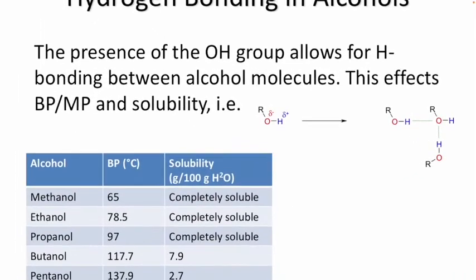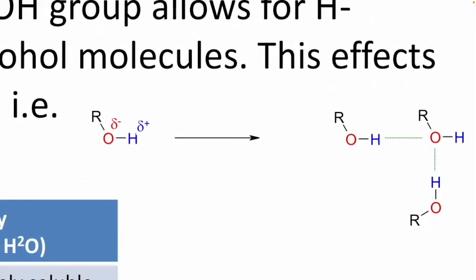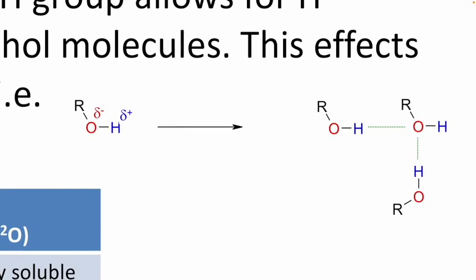The OH group, so if we look at our OH group here, this is a very polar bond. So alcohols would be considered to be polar. Because of that, they can undergo what's called hydrogen bonding. That's what's being illustrated here. This is interactions between neighboring molecules.